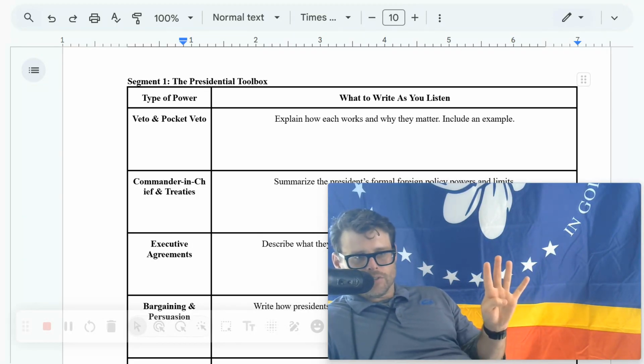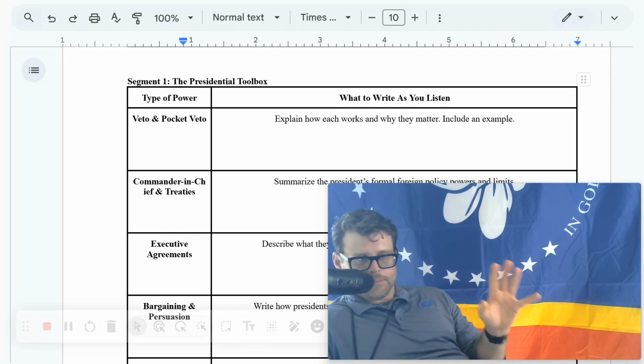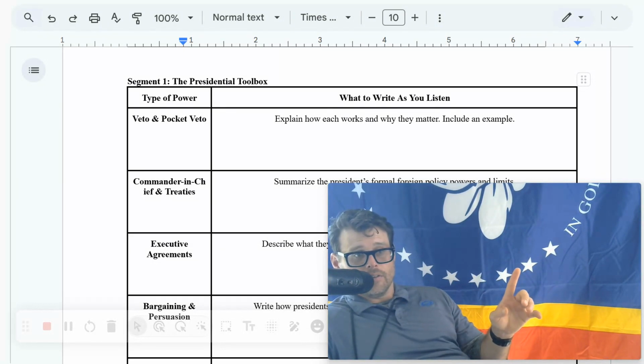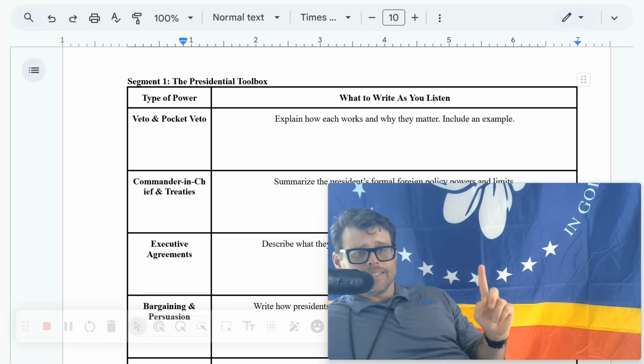Okay, so 4-year terms, must be 35 years or older. Big, big responsibilities here. And with great power comes great responsibility, right? So let's dive into the president and let's get it.